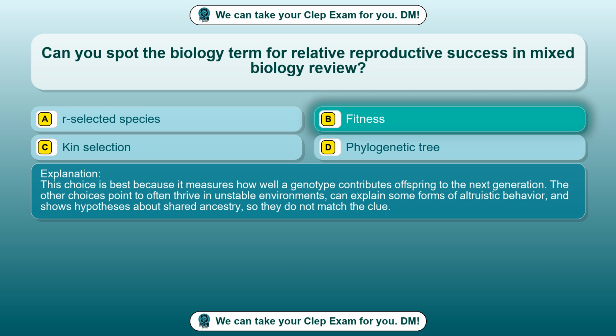The other choices point to organisms that often thrive in unstable environments, can explain some forms of altruistic behavior, and show hypotheses about shared ancestry, so they do not match the clue.